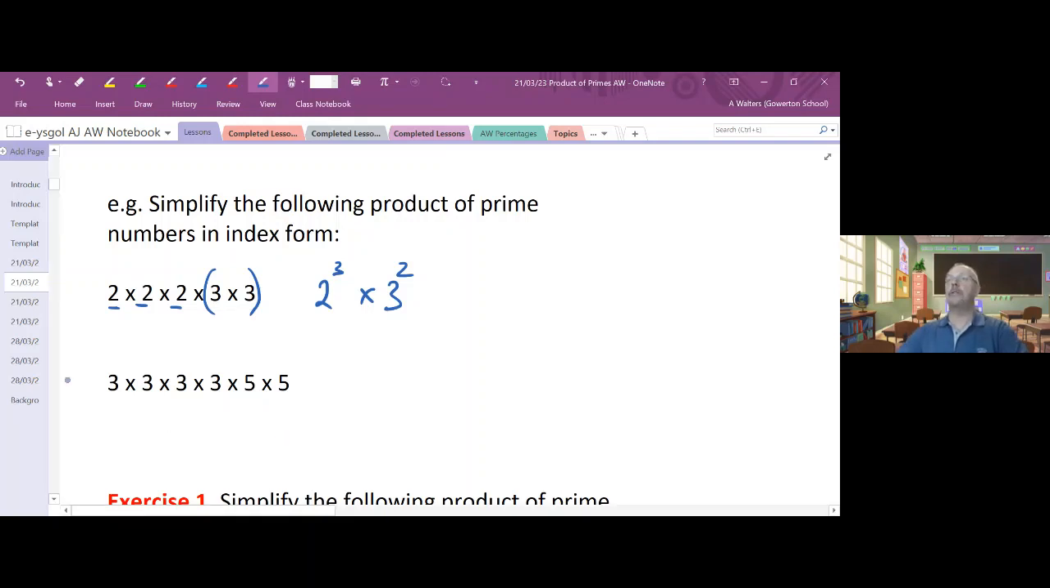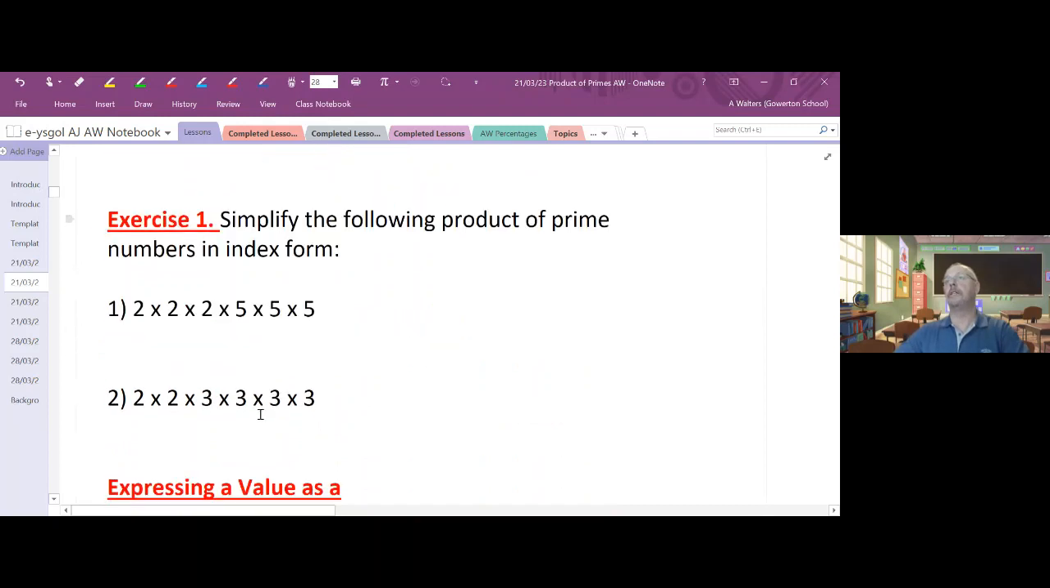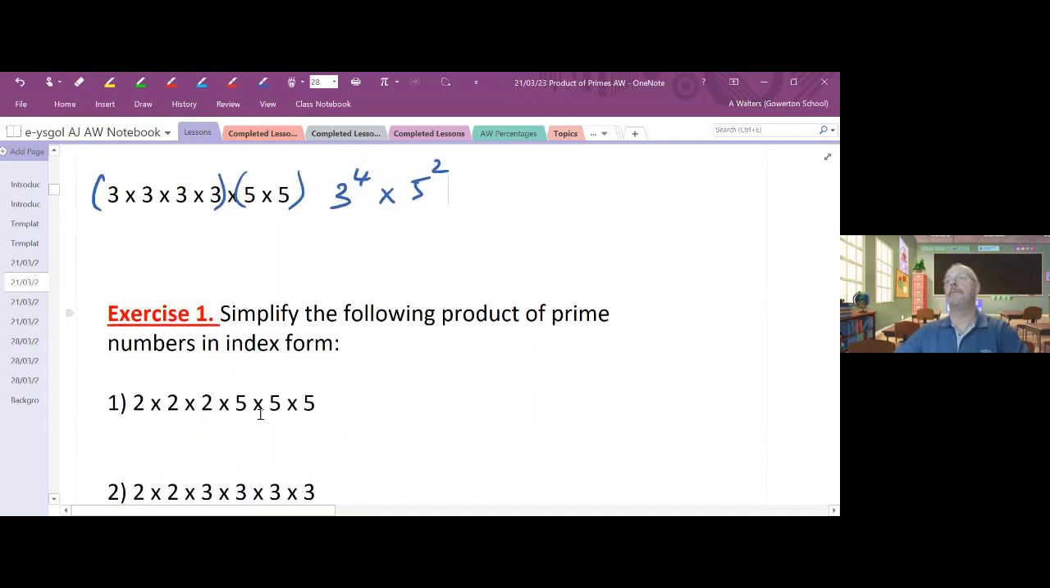Okay, and the next one, if I group those off together, there are 4 of them. So it's a case of saying 3 to the power 4, times, don't forget to put that times between them, 5, and there's 2 of these, 5 squared. So they're a product of prime numbers and they're in index form. Okay, so what I'd like you to try now is just 2 questions, and if you so wish, you can pause the screen. Here are the 2 questions I'd like you to try there.